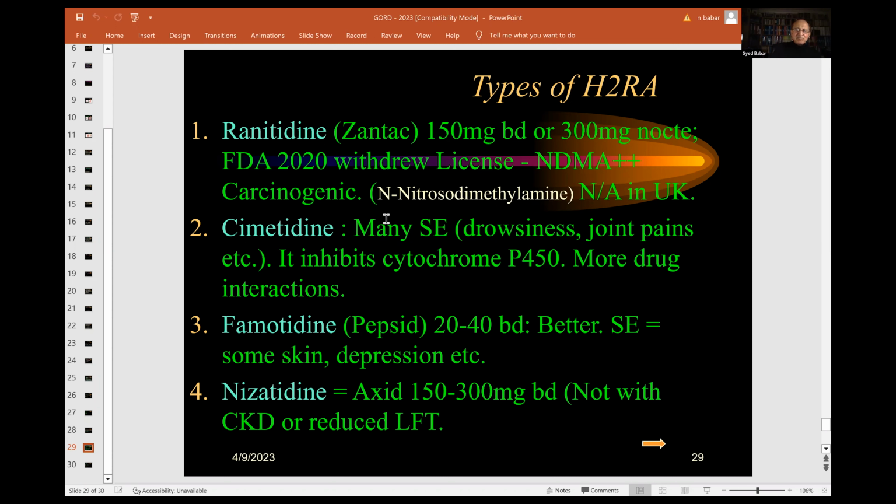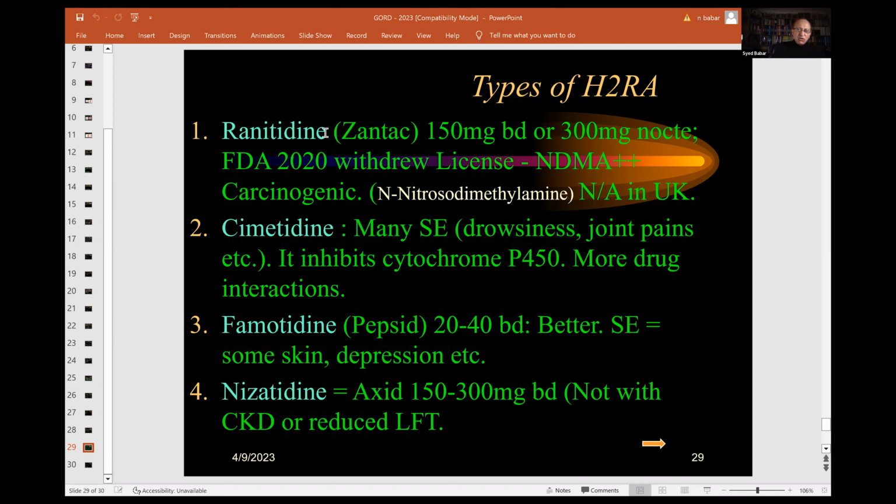So it is N-nitrosodimethylamine. I mentioned it because I have difficulty remembering this word. So the alternative to ranitidine was cimetidine. And cimetidine, it has many side effects, including joint pains, and it inhibits cytochrome P450. So it has different kind of problems which cause more side effects than benefits. So this has now been stopped as well.